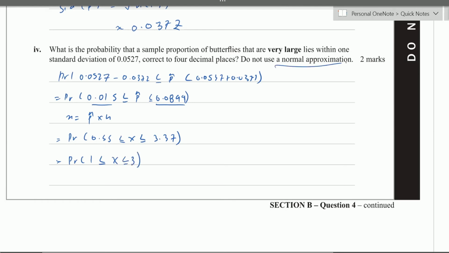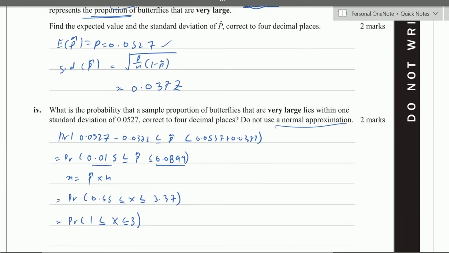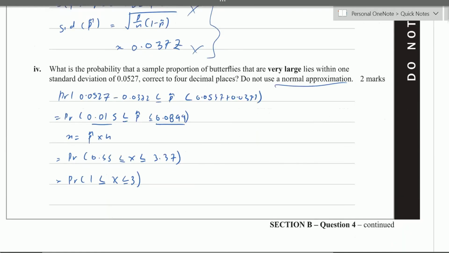And we can't use normal approximation. So do not use mu and sigma as these two values. So if we can't use normal approximation, we have to use binomial. So you can put this into your CAS binomial. N is 36 and P is 0.0527. And you should get 0.7380.